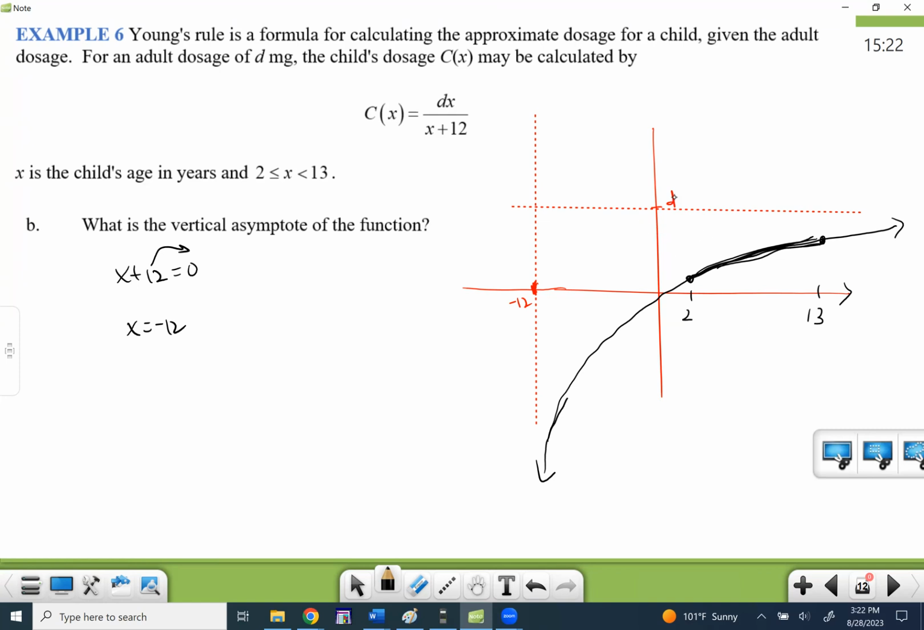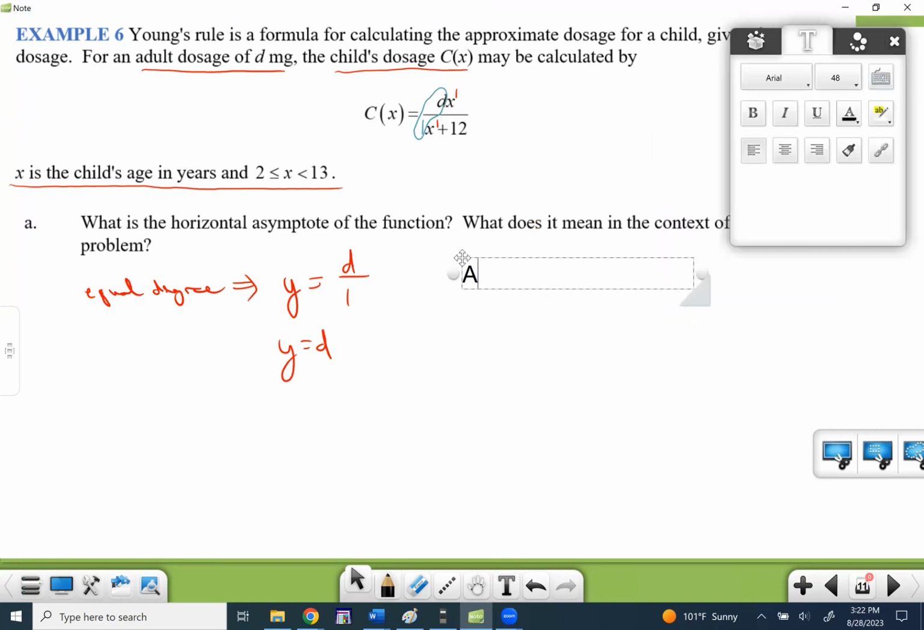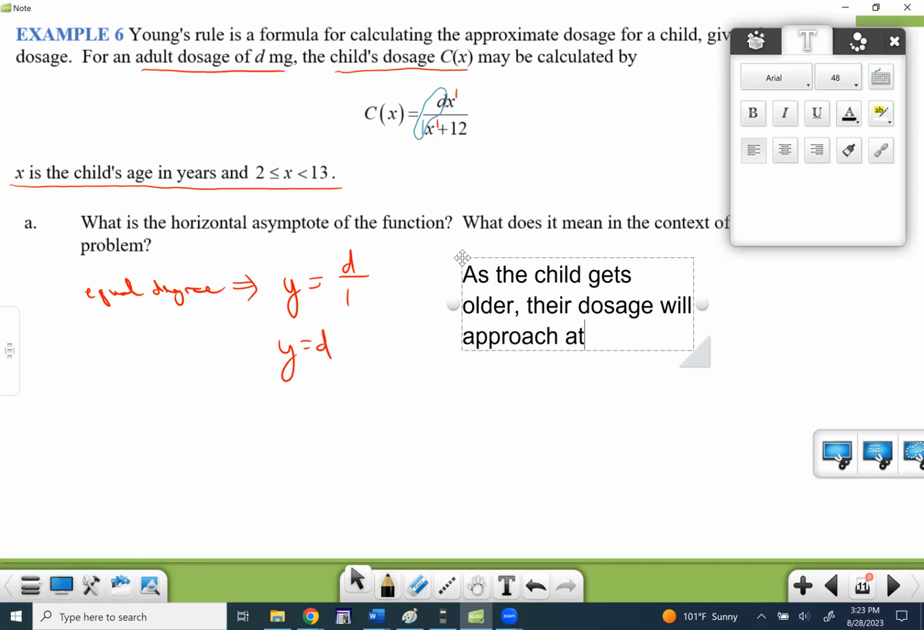The horizontal asymptote was D. Well, what does D stand for? D is the adult dosage. So what's happening here on this graph is we are getting closer and closer to the adult dosage as the child gets older. Okay, so when it says, what does it mean in the context of the problem? As the child gets older, their dosage will approach the adult dosage.